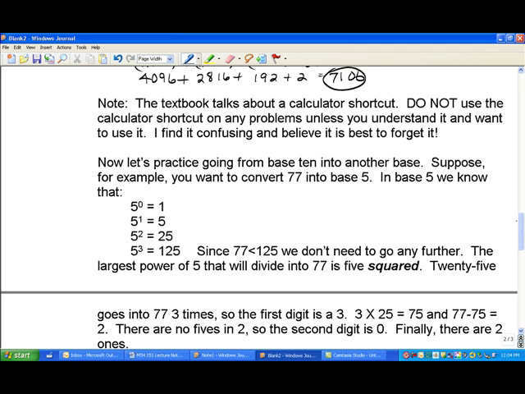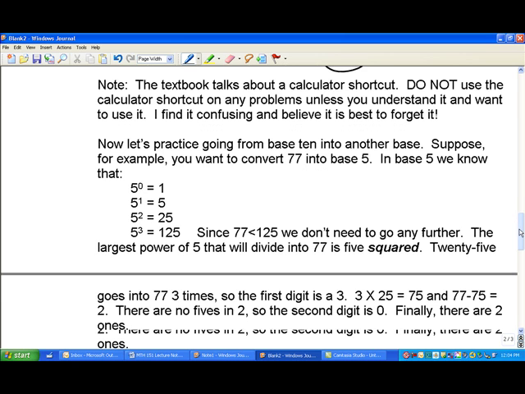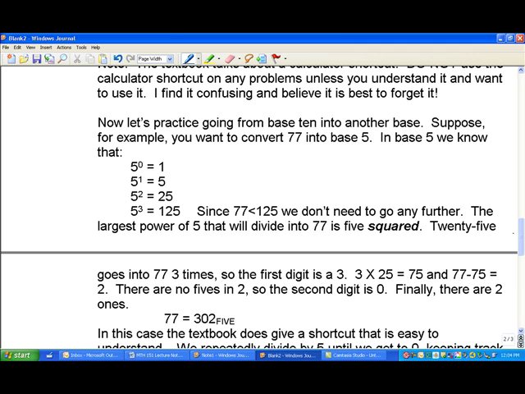For example, you may want to convert 77 into base 5. In base 5, we know that 5 to the 0 is 1, 5 to the 1 is 5, 5 squared is 25, 5 cubed is 125. Now the number we're converting is 77, so we don't need the 5 cubed. That's too big. Once we get bigger than our number, we don't need it.